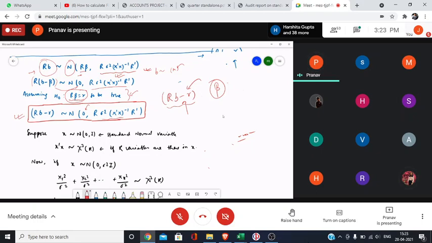Okay. Now remember this point, that this statistic RB minus R comes from a population which is normally distributed with mean 0, but the variance is not an identity matrix. That is, it is not coming from a standard normal variate.